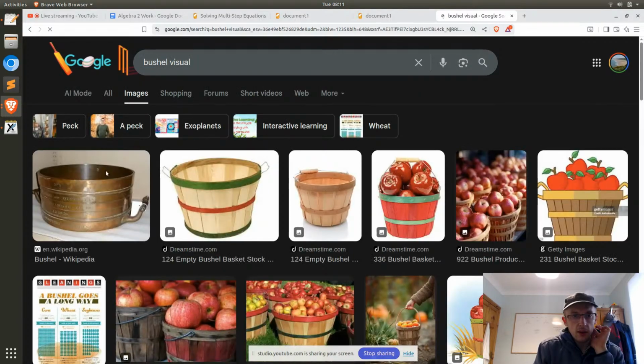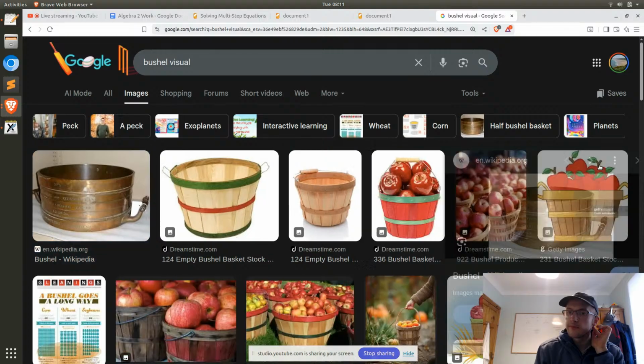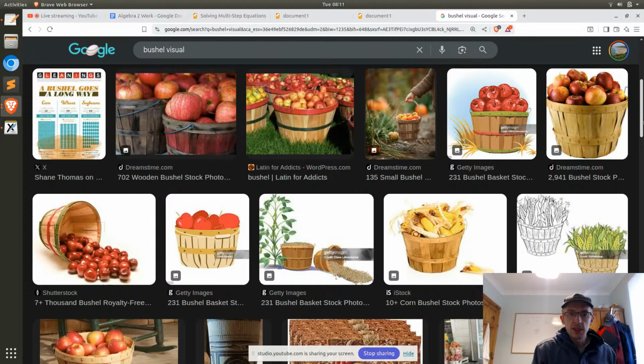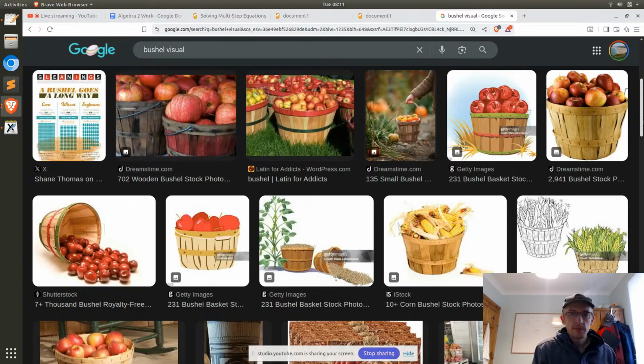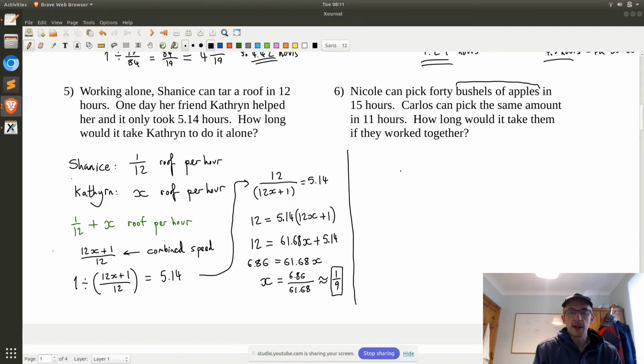No, that's it on the first one. But you know what? There's not a human next to it. So, how's that for visualization? Look, it's about a bucket, okay? Let's just say that. I don't need to know exactly how much.